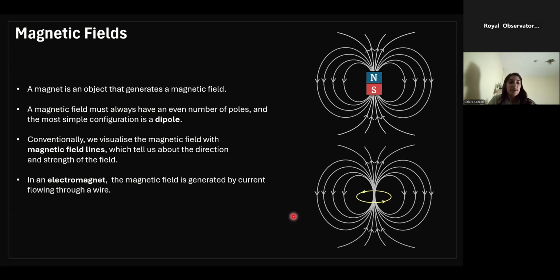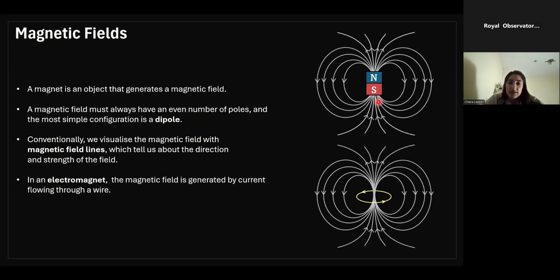Okay, so we're going to start very simply with something that hopefully everyone is familiar with, and that is magnets. So magnets are these objects, like this one here, a power magnet, that generate a magnetic field. And it's very likely that each one of you has a magnet on your fridge.